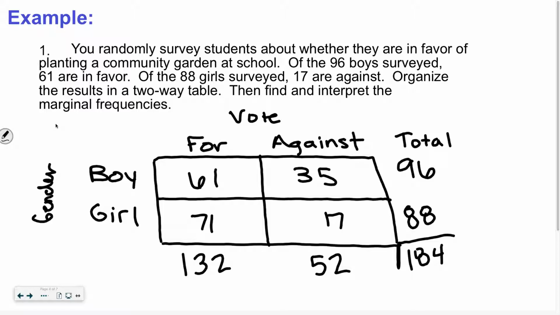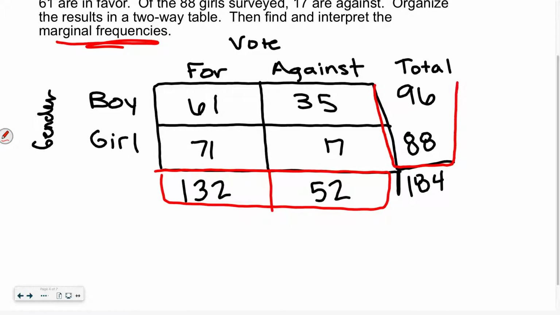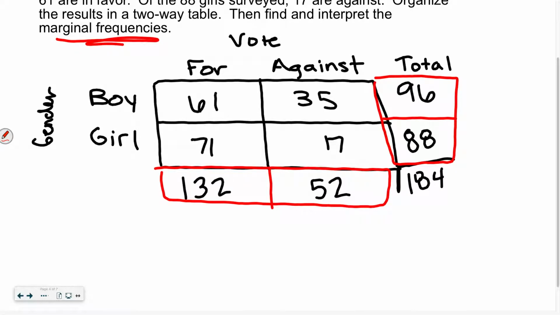On the sides, okay, in the totals. So I'm going to underline in red here marginal frequencies, and then I'm going to box my marginal frequencies. So what we're doing here is trying to take data and assign data specific names, okay? So when it says find and interpret the marginal frequencies, you could say something like this.